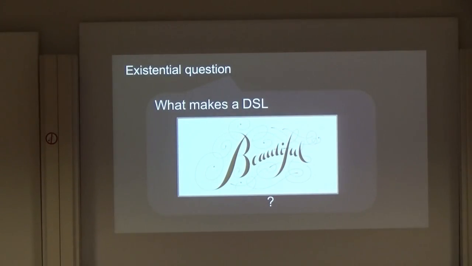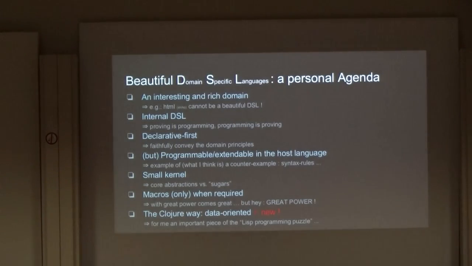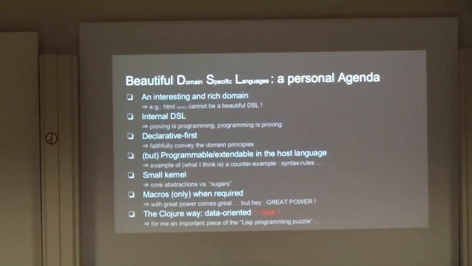So I will make a summary of all these DSL things. What makes a DSL beautiful, for me? And this is my agenda. First, you need to pick an interesting and rich domain. Otherwise, you can use any language. For example, HTML for me is not a very interesting domain. Of course, it's important to have a DSL for HTML, but it doesn't make it a beautiful DSL. Internal DSL is the way I want to do things. That is, I don't want to change my habit of making everything by programming. So programming is proving, etc.